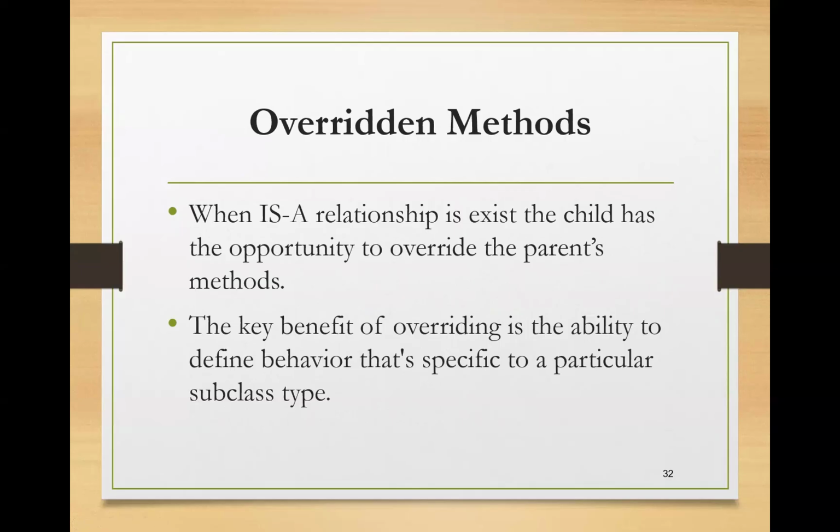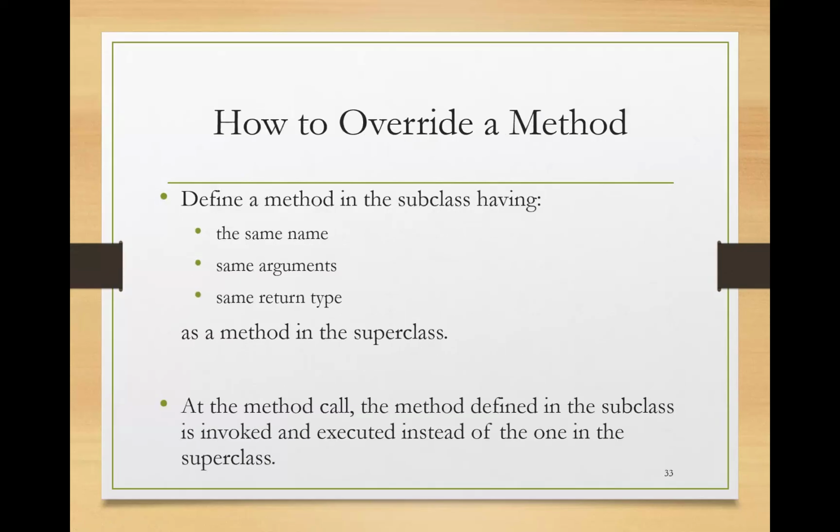Then the subclasses can override the methods inherited from the parent class or the superclass. The key benefit of overriding is that you can define behavior which is specific to the subclass. When overriding, you use the same method name, same parameters, same return type, and then you can change the body of the method. That's how you can do it.